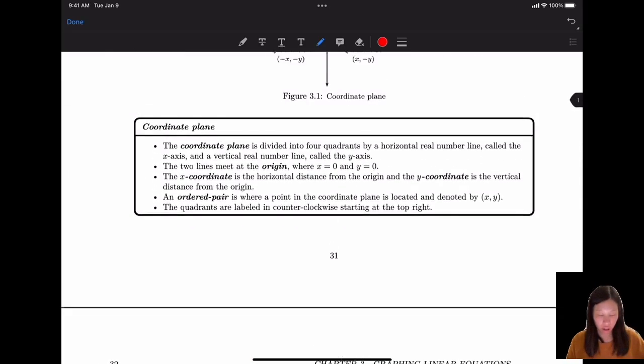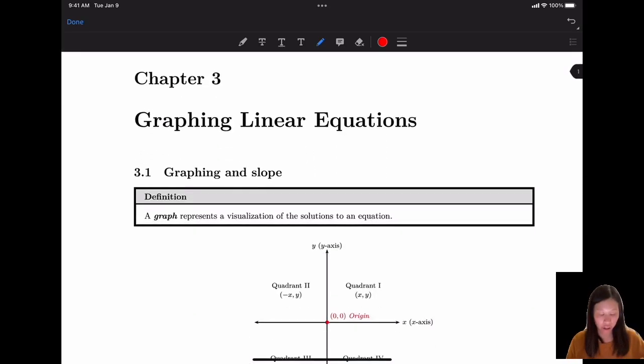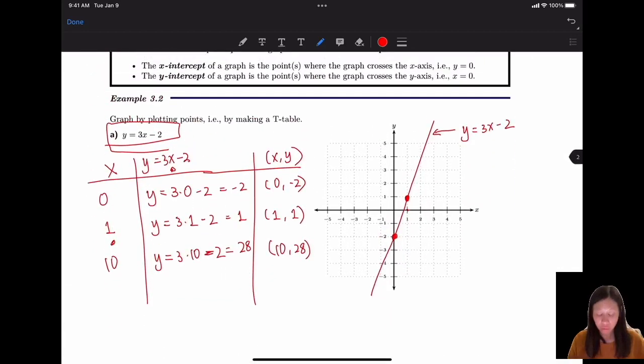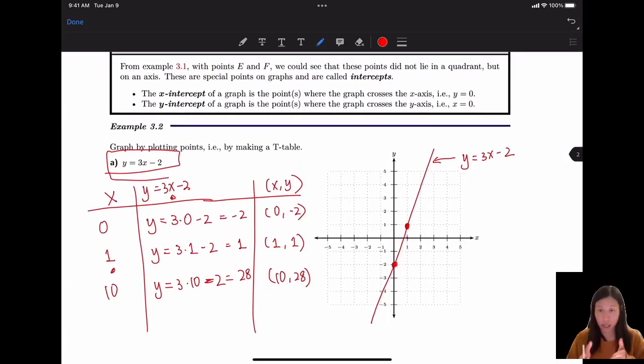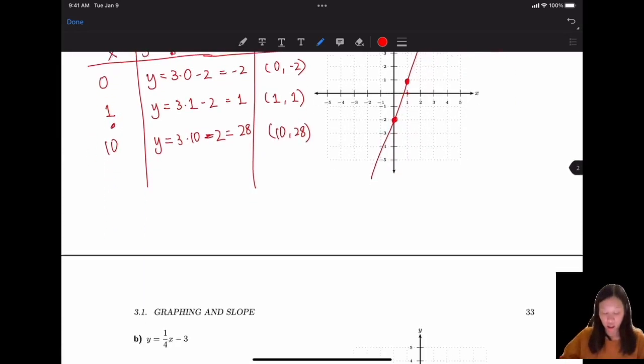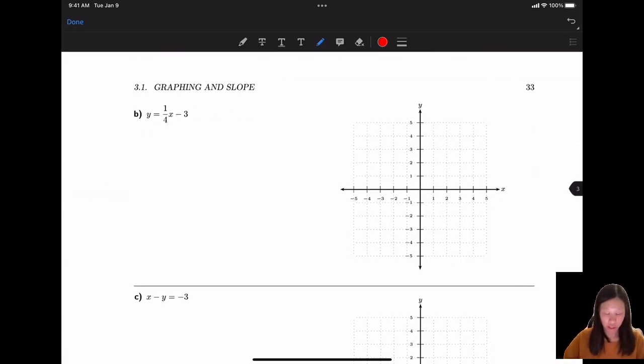Remember what we talked about earlier? In here, a graph represents a visualization of the solution to an equation. So this line is the visualization of this equation. Okay, let's do another example. So we have y equals 1/4 x minus 3.